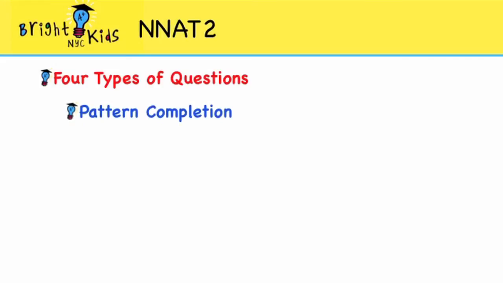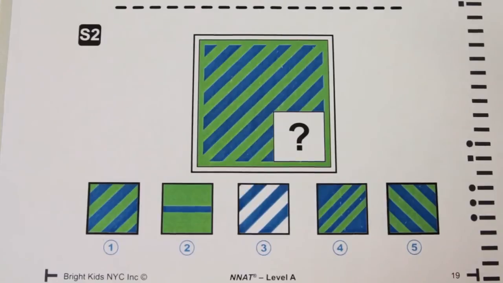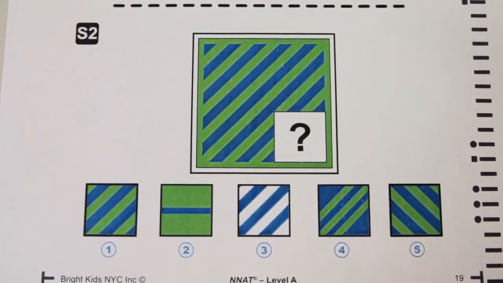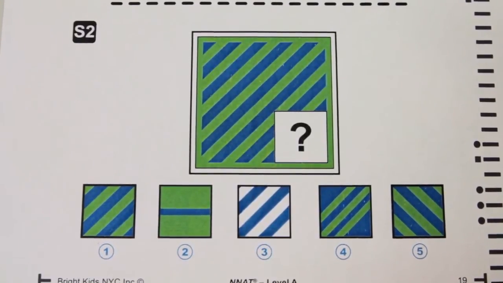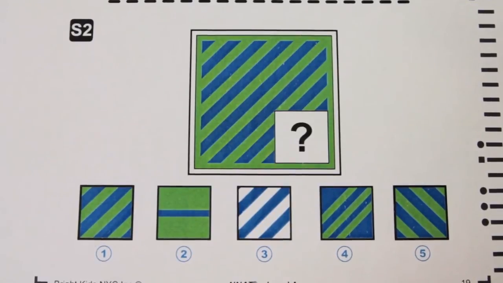In looking at the NNAT, regardless of the level, there are 4 types of questions that are typically on it. One is called pattern completion, where there is a pattern. It could be a big box and a piece of it is missing, and the child needs to find out what's missing from the pattern. This is one of the easier questions of the NNAT, and it's more commonly seen at the elementary levels.